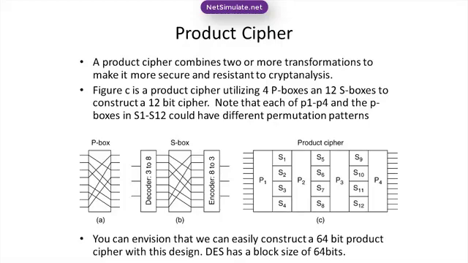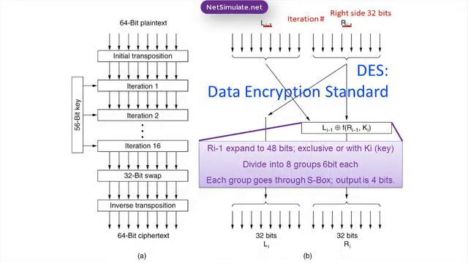DES has a block size of 64 bits. Here we show the basic design of DES. DES stands for Data Encryption Standard. It is a symmetric key algorithm developed by IBM in the early 1970s. The National Bureau of Standards, NBS, after consulting with NSA, adopted it as an official Federal Information Processing Standard. We typically call it FIPS, for the United States in 1977.